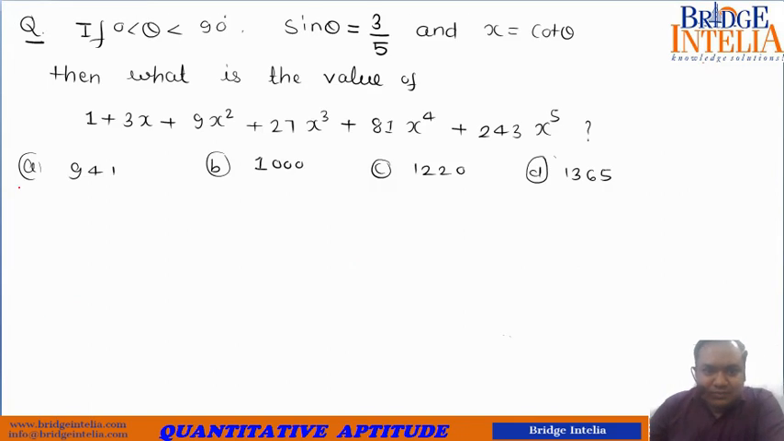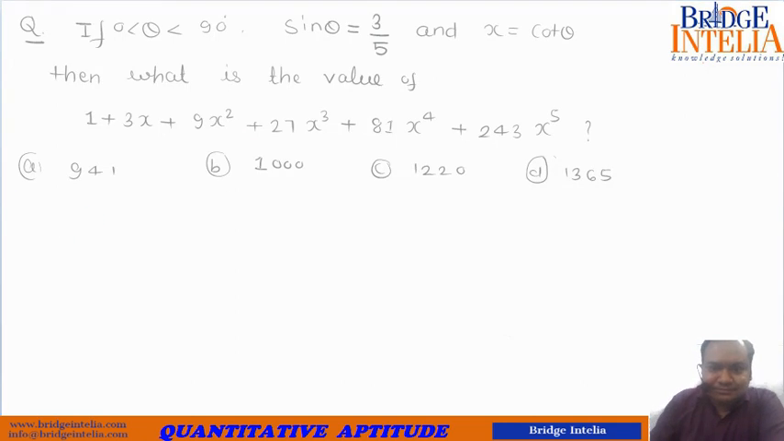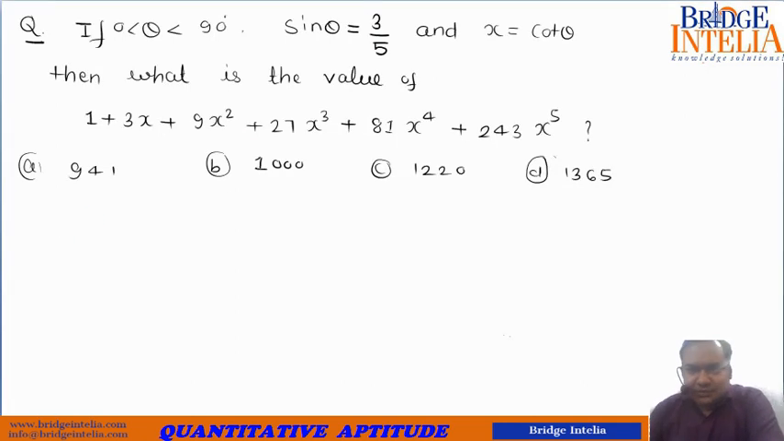If theta is an angle between 0 to 90 degrees, and it is known to us that sine theta is equal to 3 by 5 and x is equal to cot theta, then we are asked to find the value of this expression. So let us see how to go about this. Let us draw a right angle triangle first. Suppose this is the right angle and this is theta.